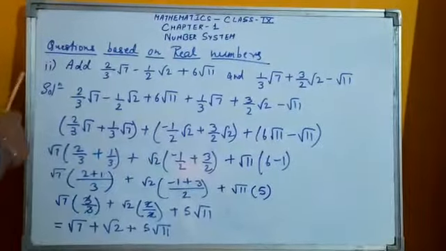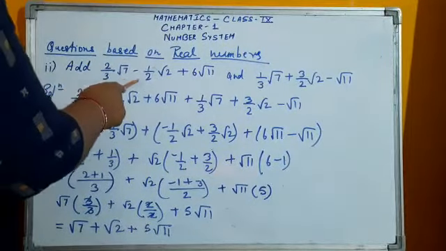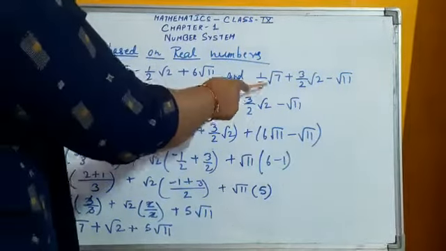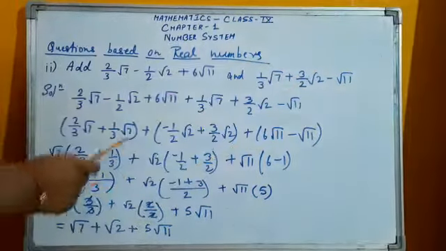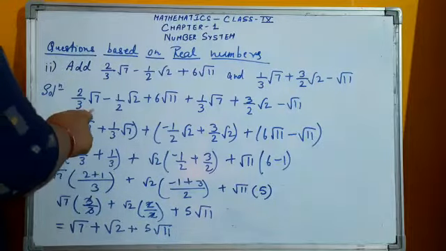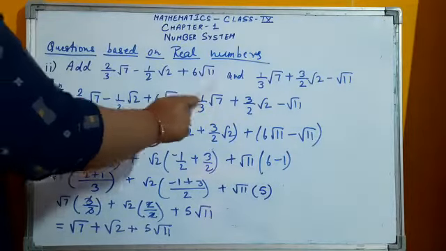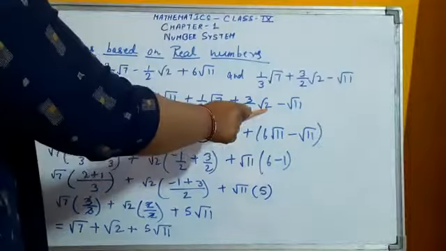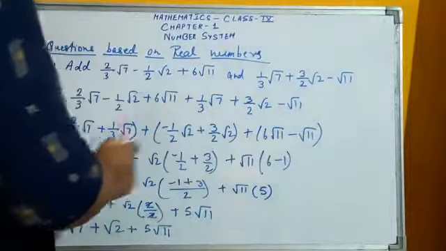Now we will take another question. Look at this. This is 2 by 3 root 7 minus 1 by 2 root 2 plus 6 root 11. This we have to add with 1 by 3 root 7 plus 3 by 2 root 2 minus root 11. Again, the sum will be written in a line. So we will write like terms in one bracket: 2 by 3 root 7 and 1 by 3 root 7 in one bracket. Similarly, minus 1 by 2 root 2 and 3 by 2 root 2 will be written in one bracket, and 6 root 11 minus root 11 will be written in one bracket.